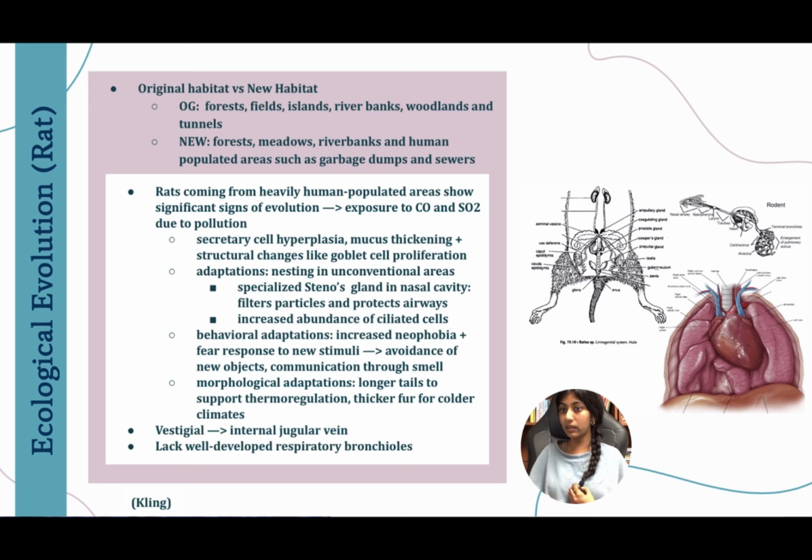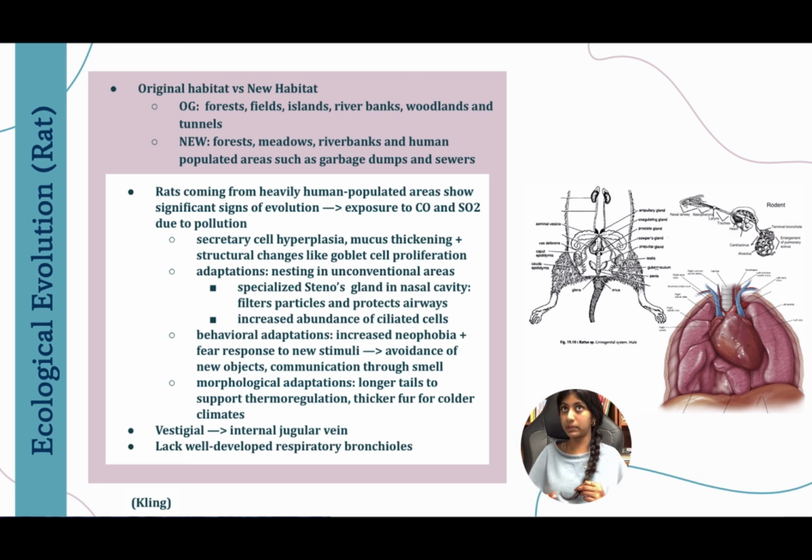evolution. In the human-populated areas, they're exposed to more pollution, and so they have increased exposure to harmful gases such as CO and SO2. The rats had to evolve to have many structures within themselves to filter out harmful particles within the air. So one of the things that they evolved with was a secretory cell hyperplasia, which basically thickens the mucus and traps harmful particles within that mucus.